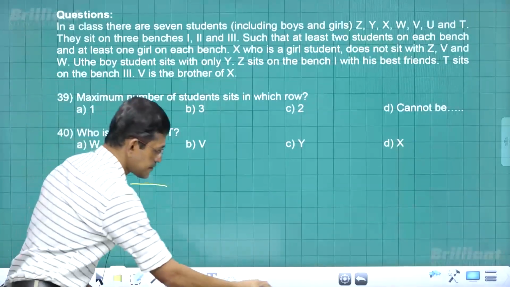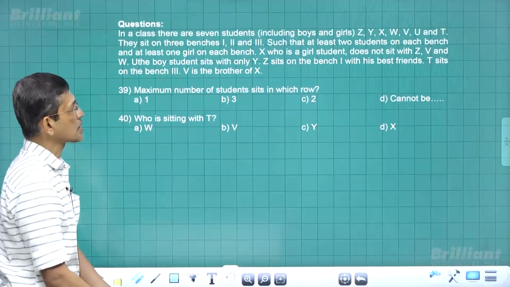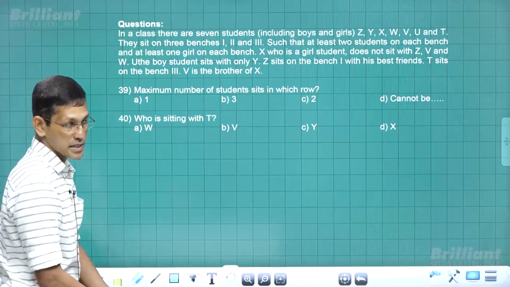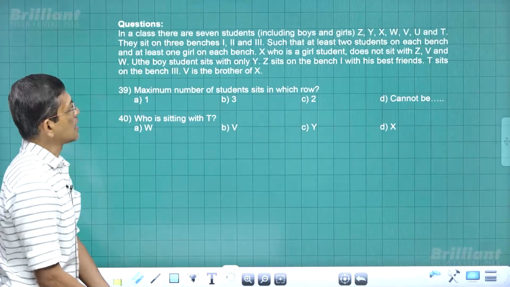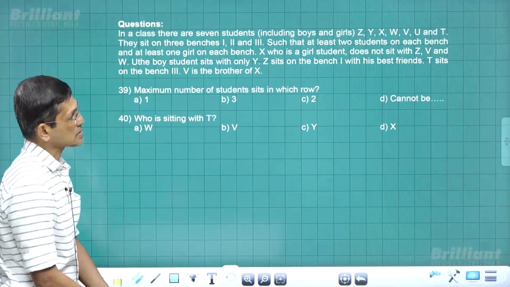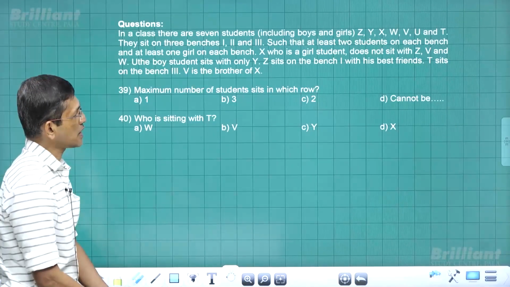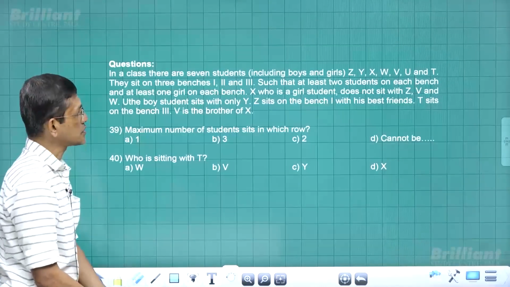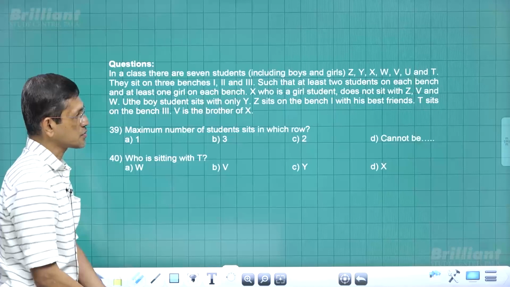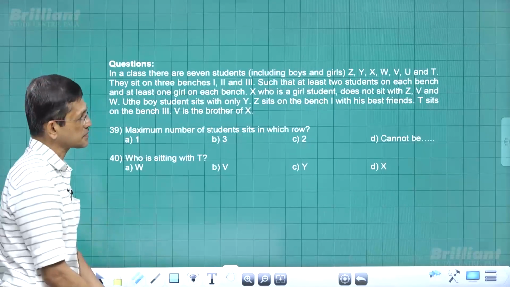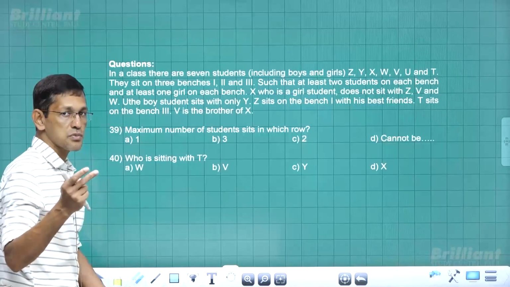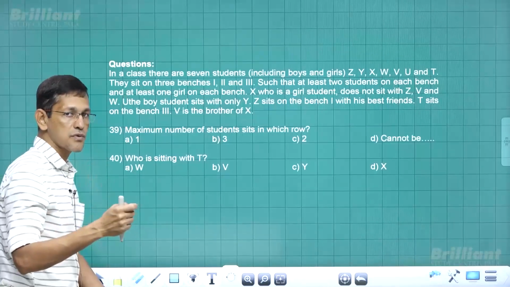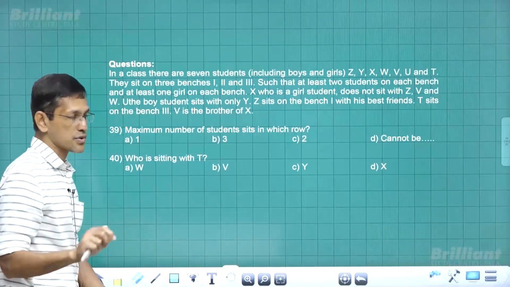Next one. In a class, there are 7 students, including boys and girls: Z, Y, X, W, V, U, and T. In ascending order, the students are T, U, V, W, X, Y, Z. They sit on 3 benches, 1, 2, and 3, such that there are at least 2 students on each bench. With 7 students, 2 plus 2 plus 2 is 6, plus 1 more student. That student could be sitting on bench 1, 2, or 3. We have no idea.